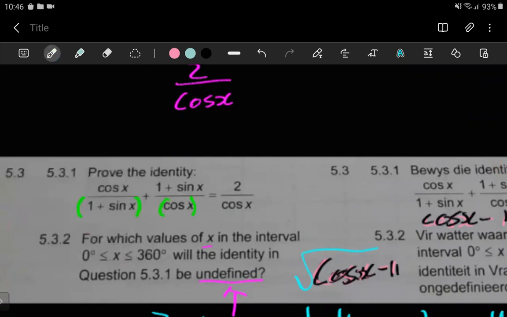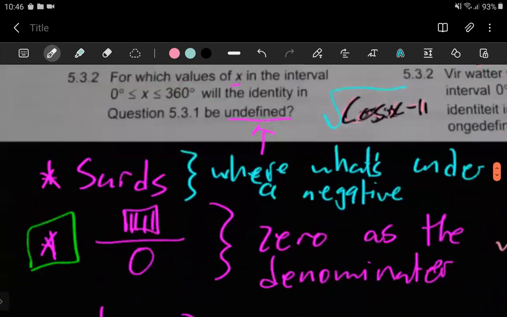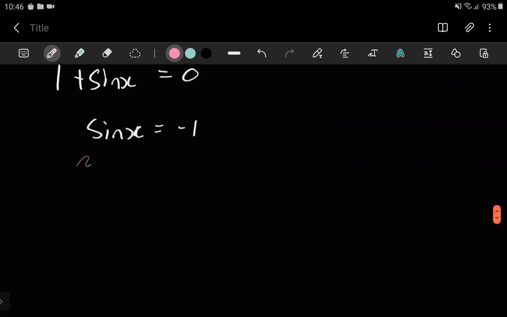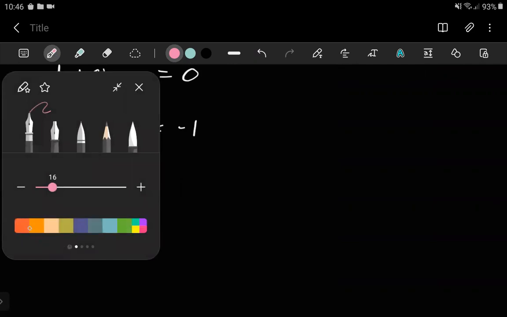So to check where this is undefined, we're going to check where 1 plus sine x is equal to 0. So this is equal to 0 if, let's say, we have to solve for x. Solving for x, we have to be careful, because this is going to give us a reference angle only. Remember, when you solve for x and you're dealing with trigonometry, anytime you're about to do shift sine, anything, always get a reference angle, not immediately an answer. It will save your life.